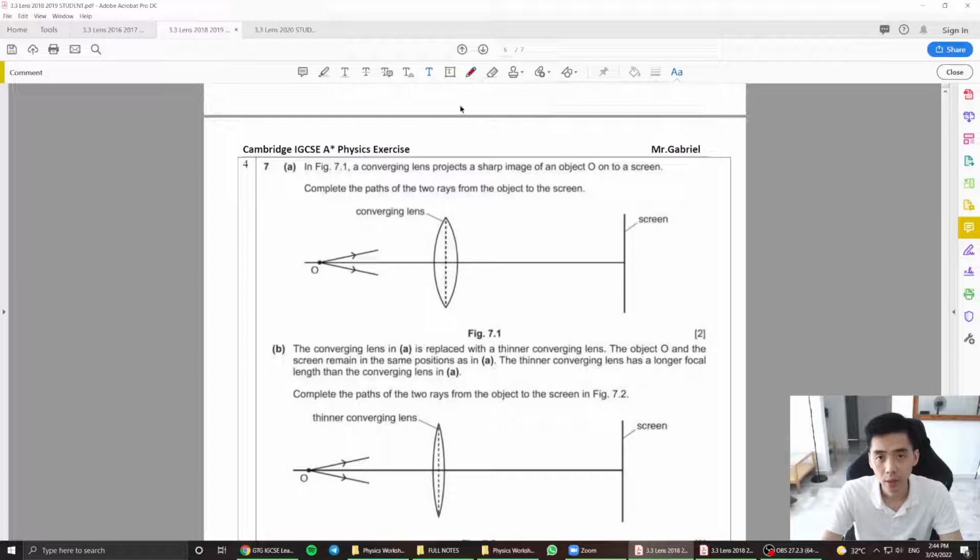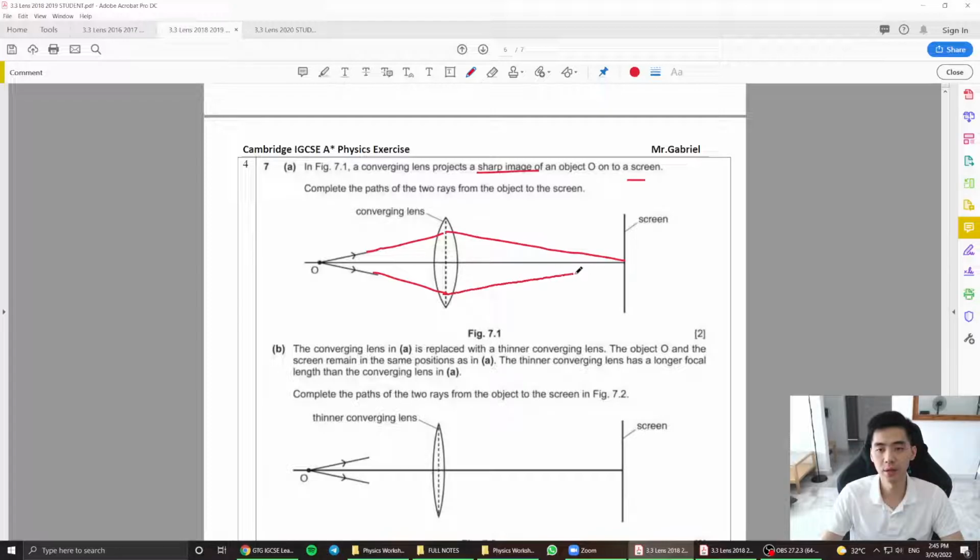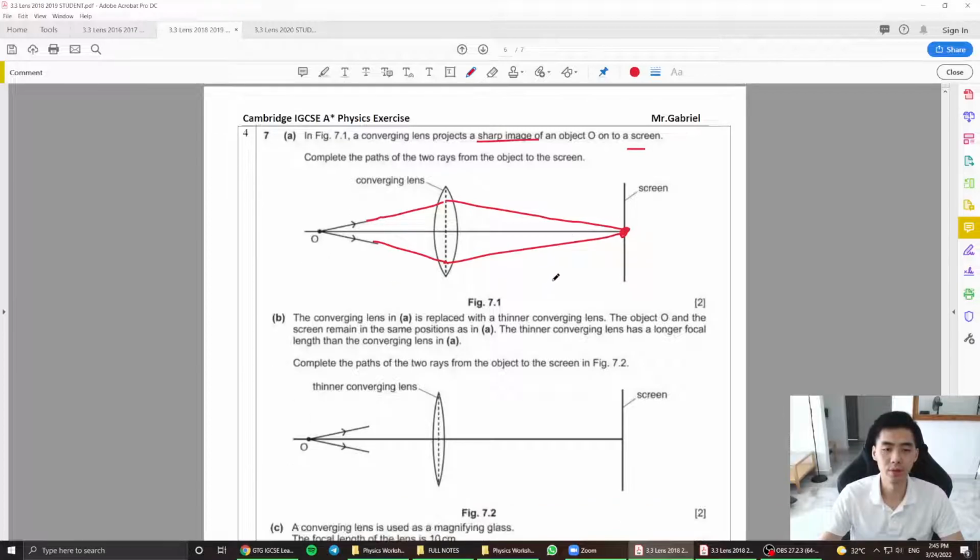Alright, then this next question here is a very interesting one. On figure 7.1, a converging lens projects a sharp image of object O onto a screen. Sharp image means to say the light rays are going to converge properly, right? Complete the path of the two light rays from the object to the screen here. What you need to do is just extend these lines here, extend these lines here. And since there's a sharp image on the screen, you are supposed to extend it all the way until you reach here and extend it all the way until you reach here, right? This will be where the image is formed.